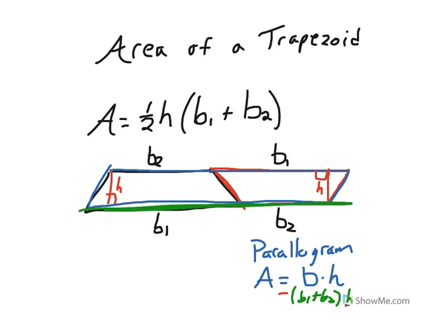Now, in order to find the area of the trapezoid, we want 1/2 of this, because we only want one of the trapezoids, not both. And that's how we get the area of a trapezoid, is 1/2 the height, base 1 plus base 2. Please pause the video and copy this into your notes.